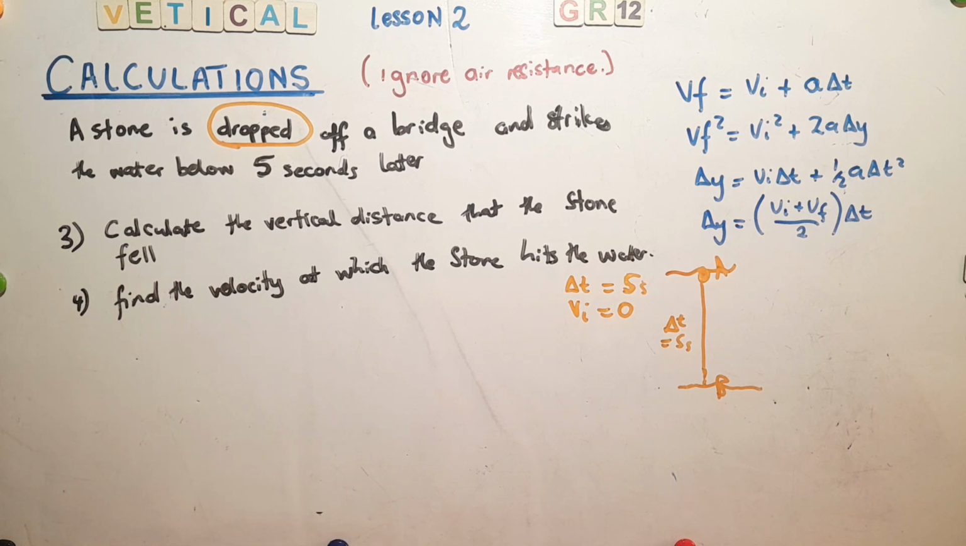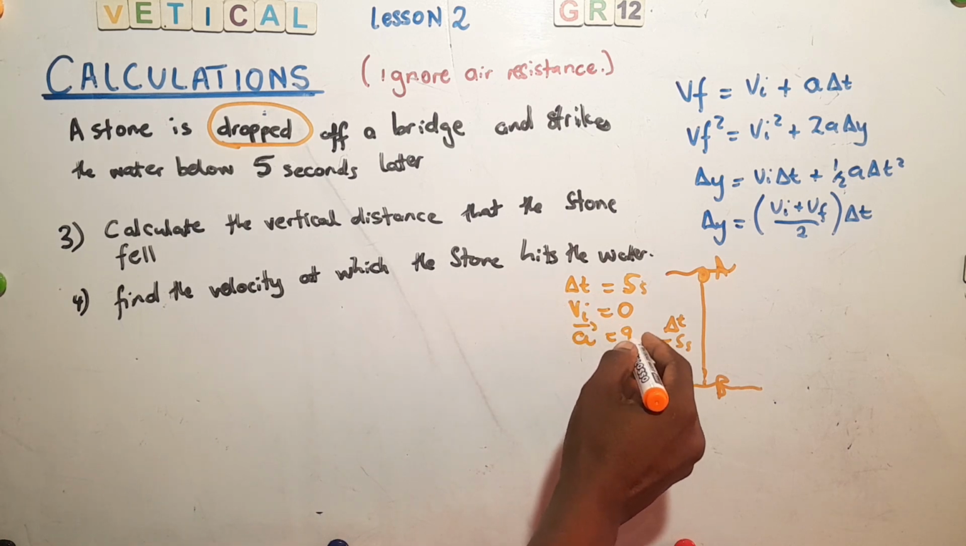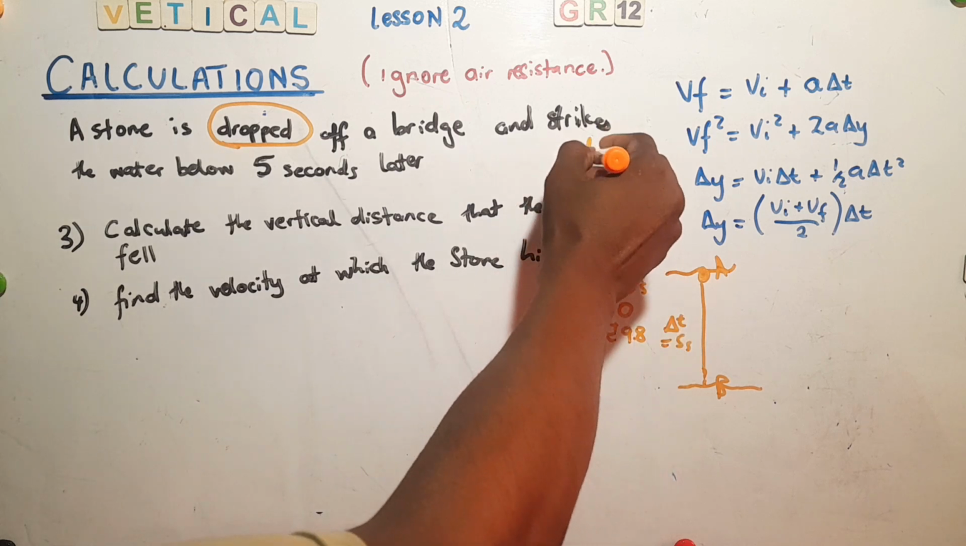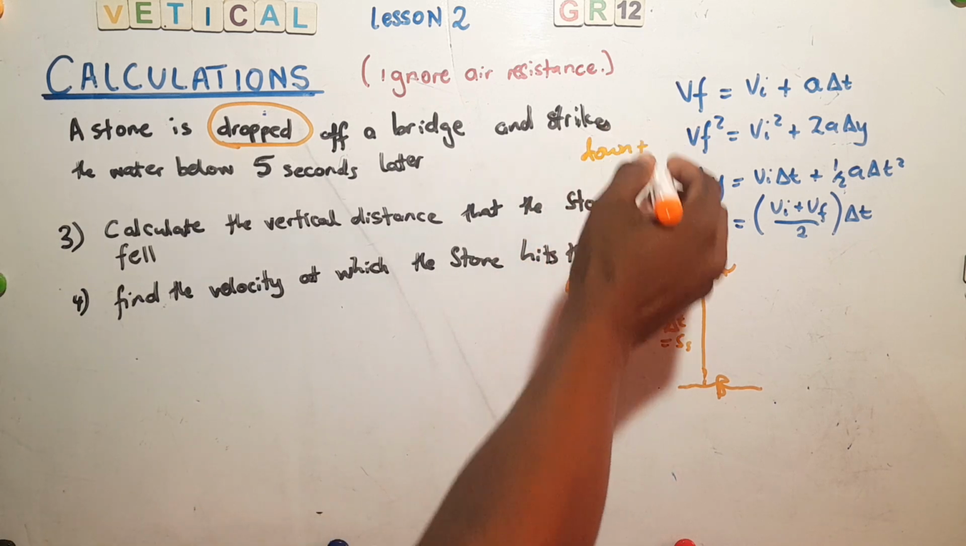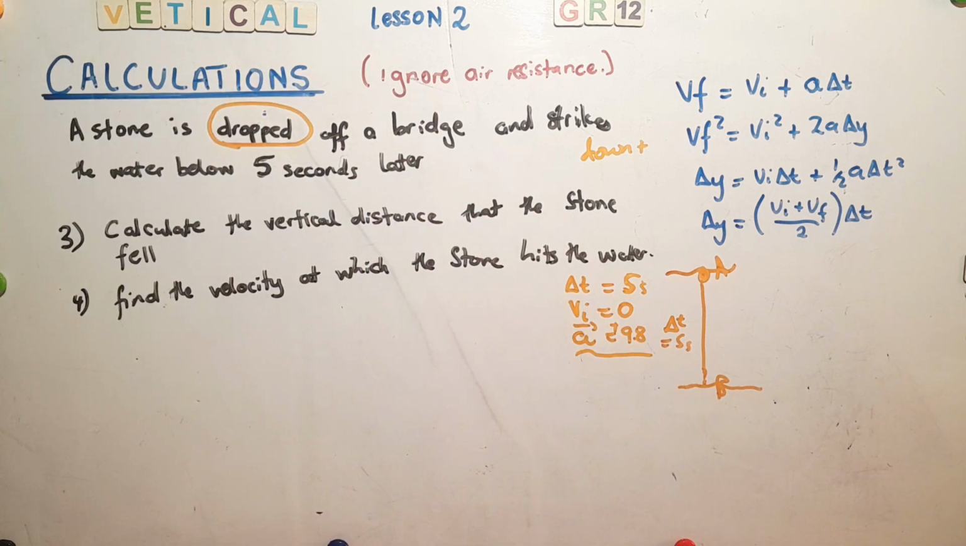We also know the acceleration, which is 9.8, which is positive because we are taking our down as positive. So our acceleration is 9.8 like that.